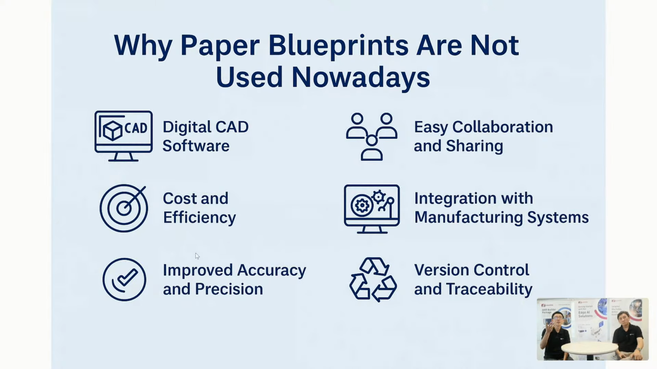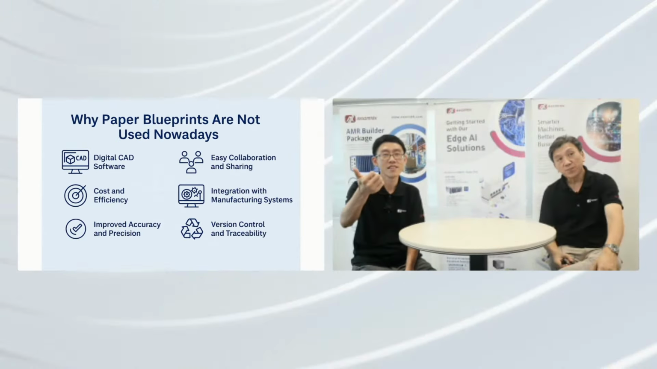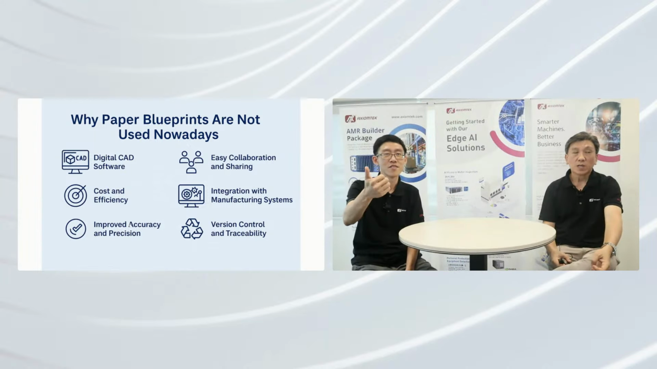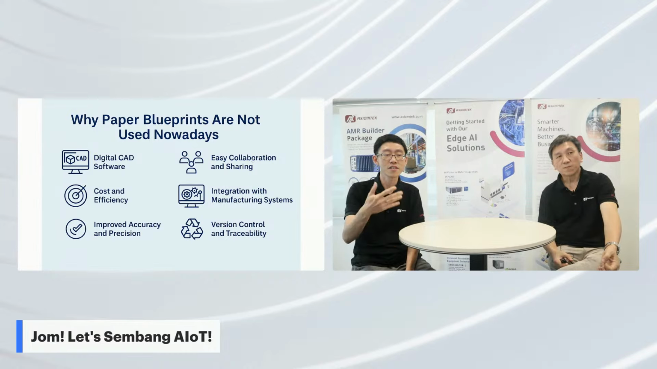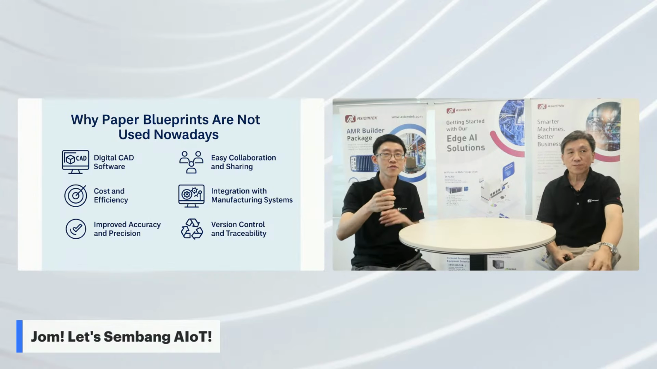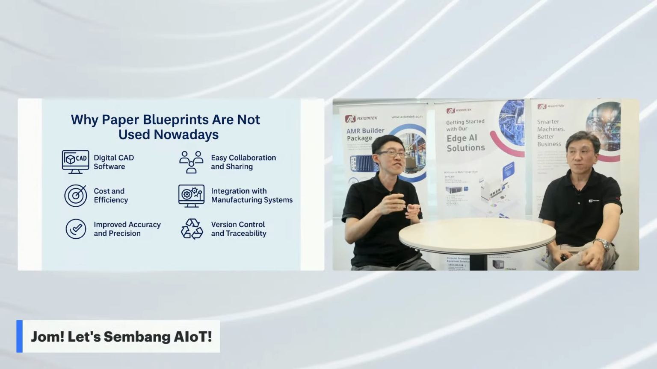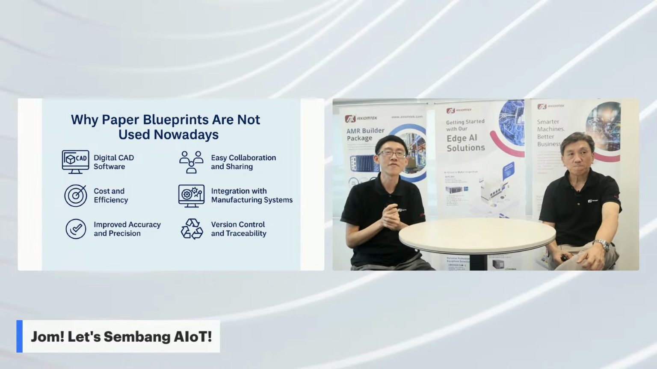So why are paper blueprints not used today? Okay, so today we have digital CAD software, like AutoCAD, SolidWorks. These are the very famous digital CAD software. And then, if you use the digital version, it's more cost efficient, less cost, because you can easily update your drawing. If you're using the paper version, you need to redraw everything. It's not easy for you to do some modification. So using the digital version, you can easily do the modification.